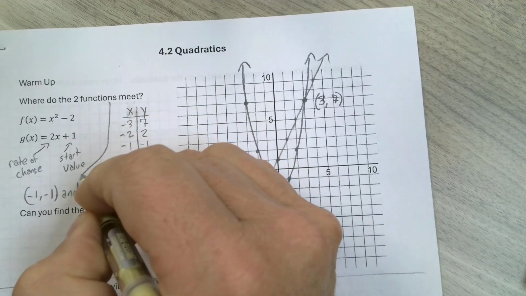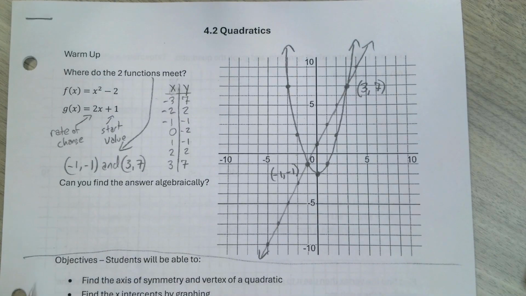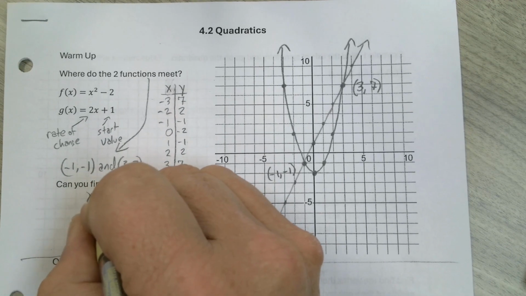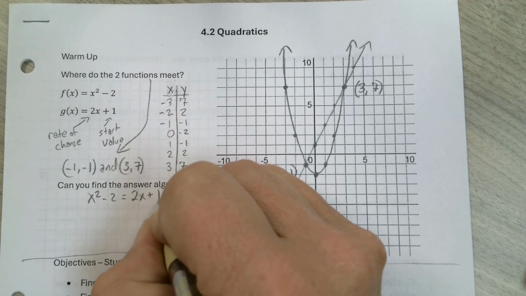Where do they meet? At those 2 points. Now, could we find this answer algebraically? So if we remember the equal values method that we used on the project and in lesson 3.5, we could try something similar. I'll put x squared minus 2 equals 2x plus 1.